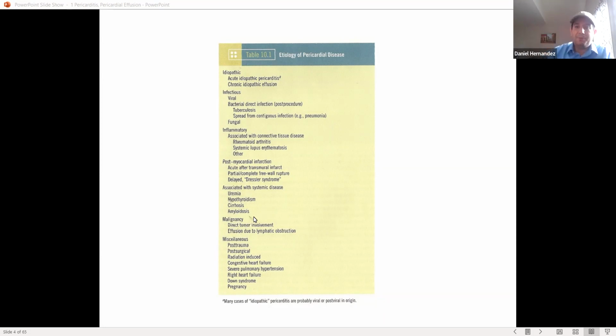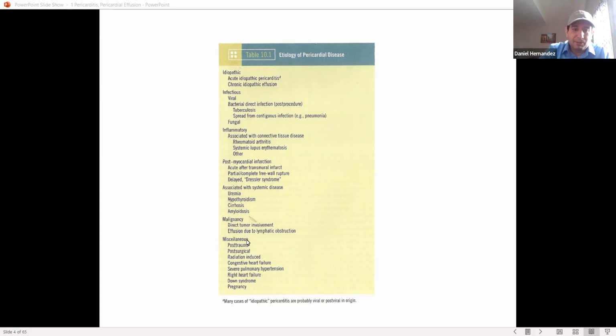Effusions can also be due to lymphatic obstructions. So patients that have malignancies that have infected the lymphatic systems into the lymph nodes, so stage 3 and stage 4 cancers. That disruption of the lymphatic drainage system could result in the development of pericardial effusions.